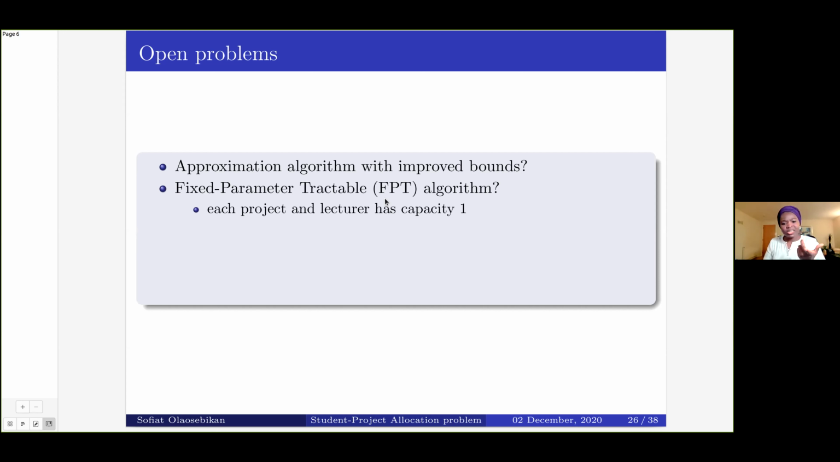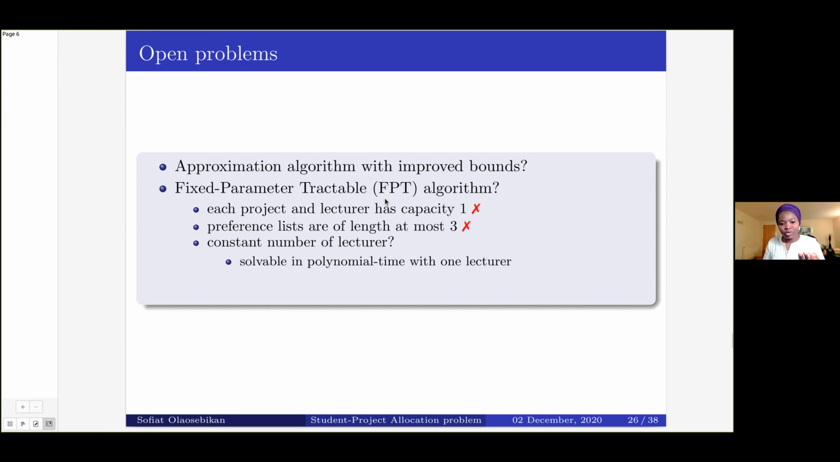So if each project and lecturer has capacity 1, we know the problem is NP hard. And if each preference list is of length at most 3, we know the problem is NP hard. I proved this. And if there is a constant number of lecturers, for instance, if there's 1 lecturer, it's solvable in polynomial time. But if there are 2 lecturers, the problem remains NP hard. So what this means is that all of these parameters where the problem remains NP hard cannot be used to try and construct FPT algorithms.